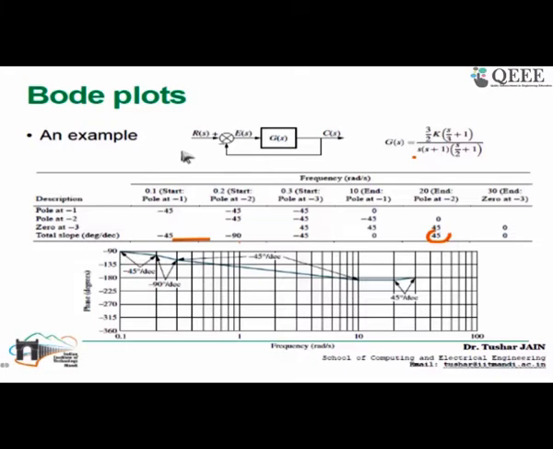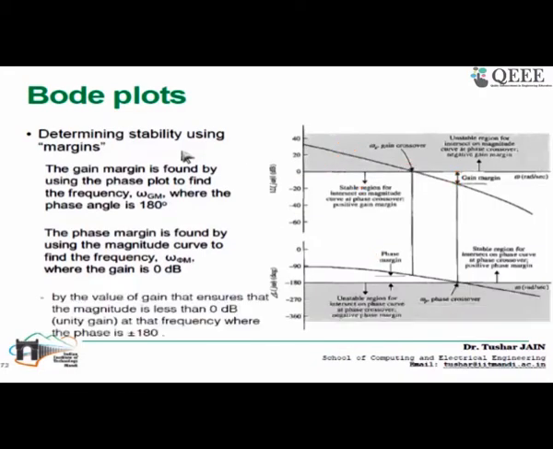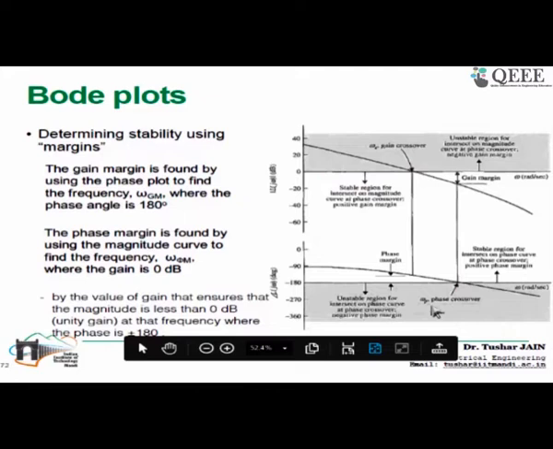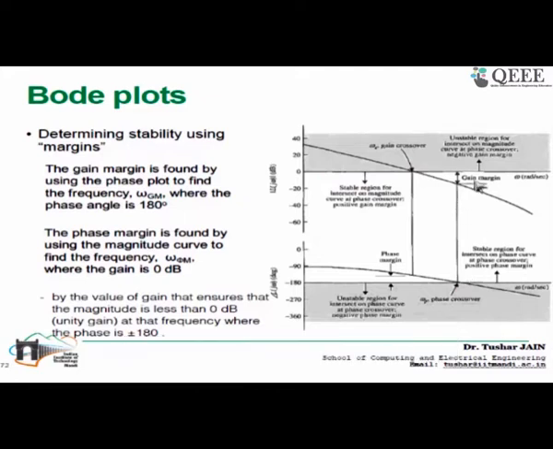The magnitude response comes at the top, and the phase plot comes at the bottom. So it is easier for us to identify the crossover frequencies and the margins. And depending on the margins, we analyze whether the system is stable or not.